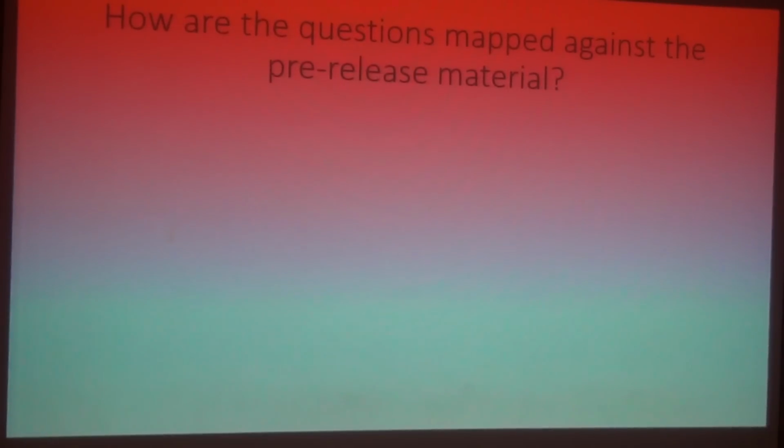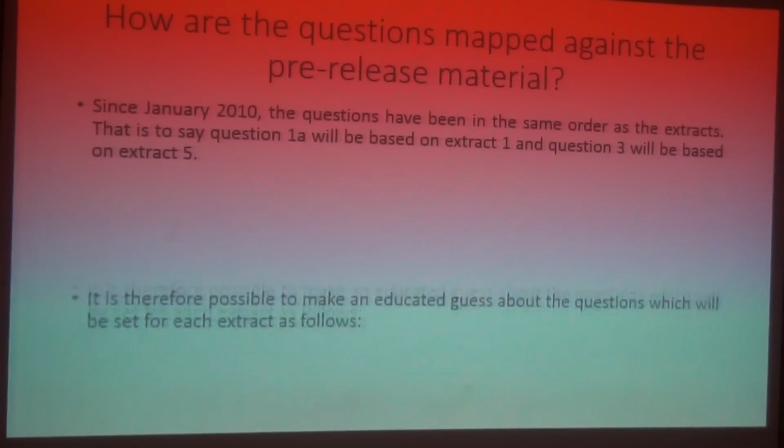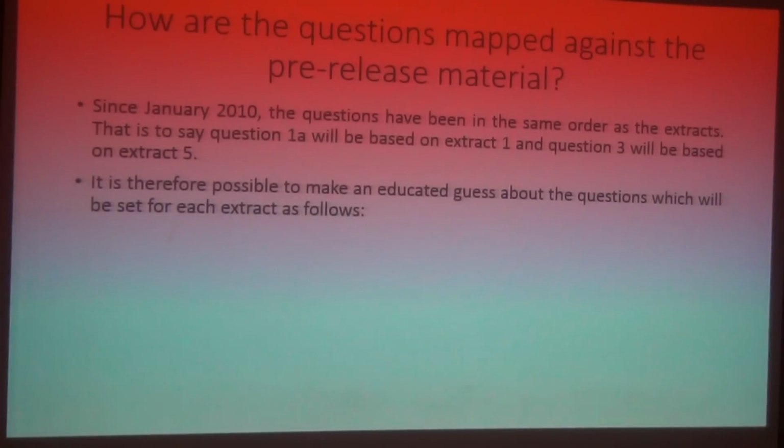So how do we map, or certainly how has the exam board in the past mapped the actual exam paper questions against the pre-release material? Well, first of all, the questions do tend to flow in the order of the extracts. So extract 1 will feature questions 1A and 1B possibly, extract 2 will feature question 1C, extract 3 question 2A, etc. So they tend to flow through the extract material, and therefore that makes it possible for us to ascertain and have a little bit of a guesstimation as to what the questions will be.